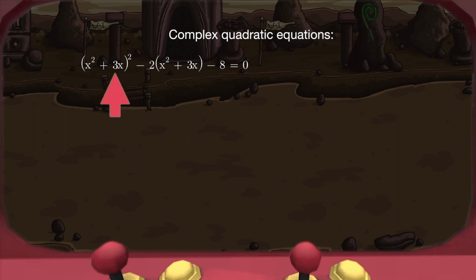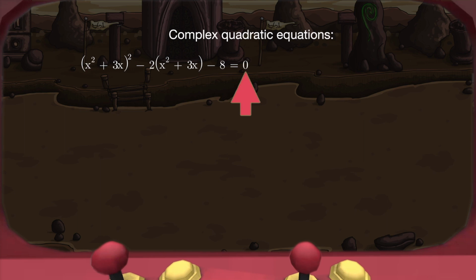The second thing that tells us that this is a complex quadratic equation is that this entire equation has something in common, and that is this x squared plus 3x and this x squared plus 3x. So it's got two of the same brackets in two different terms, and that is therefore in common. And therefore I know that this is a complex quadratic equation.